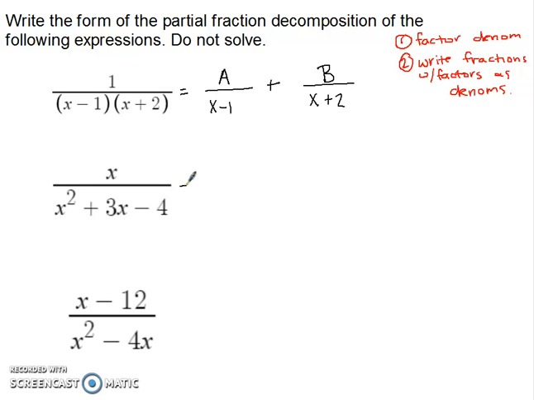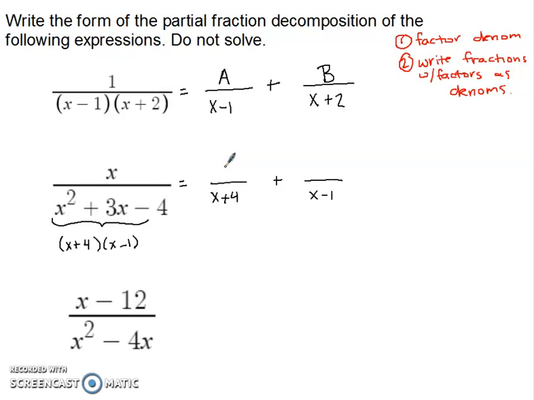So for our second example, I want to write the individual factors as the denominators of my two individual fractions. So I'm going to take this denominator and factor it. When I factor it, I get x plus 4 times x minus 1. So that means that one of my fractions will have a denominator of x plus 4 and the other will have a denominator of x minus 1.